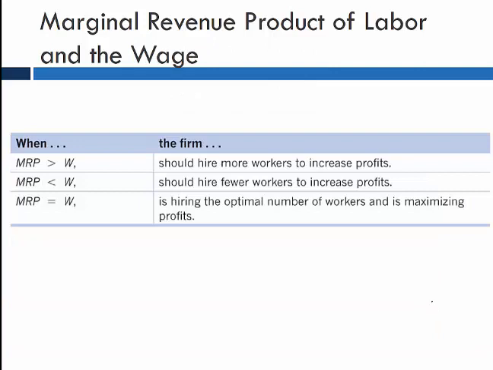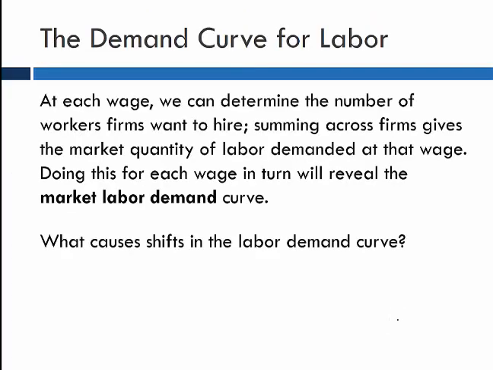So we come up with a rule: if the marginal revenue product is greater than the wage, we should hire more workers. If it's less than the wage, then we should hire fewer workers. And if the marginal revenue product is exactly equal to the wage, then that means we're hiring the optimal number of workers and we're maximizing our profit. So now I want to talk about the supply and demand of labor.